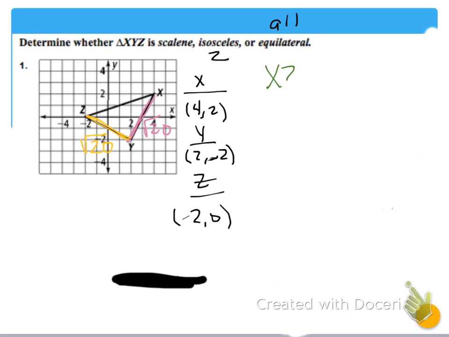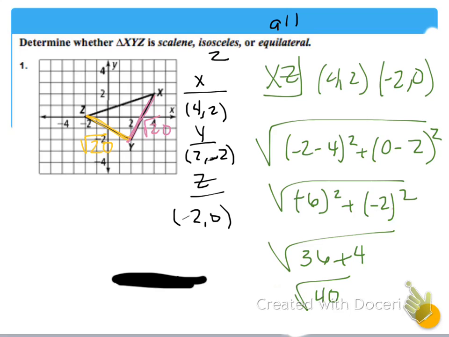So XZ, where X is 4, 2, and Z is negative 2, 0. I'm going to do this super quick so that we can just see what we get. Just make sure you copy this all down so that you can try to do it yourself. I just don't want to take up a ton of time, but I say attempt it yourself to see that you're doing it the correct way. When I simplify it all out, I get the square root of 40, so we only have two congruent sides, so it is an isosceles triangle. Now I'm going to erase all this so that we can see our next one and start trying that one.